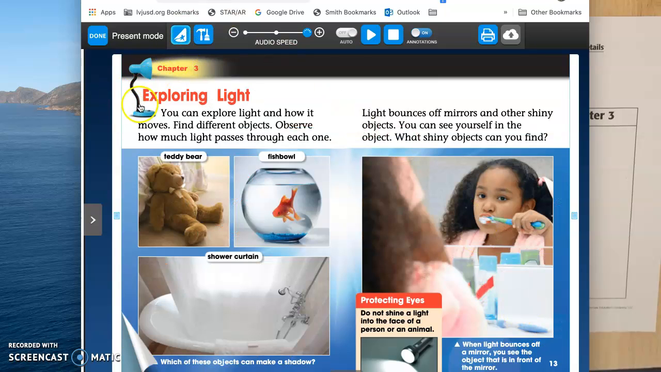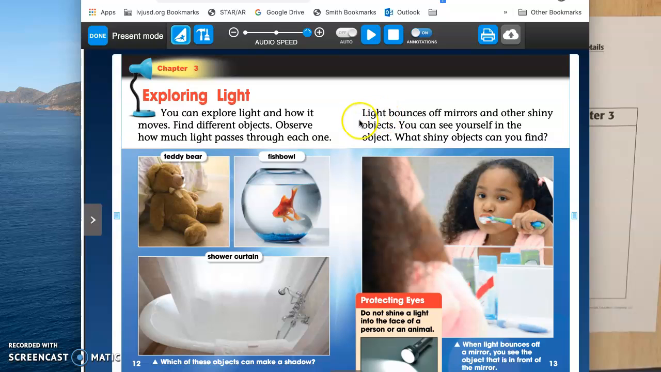Chapter 3, Exploring Light. You can explore light and how it moves. Find different objects. Observe how much light passes through each one. And here are some examples. A teddy bear, a fishbowl, and a shower curtain. Which of these objects can make a shadow? Think about what we learned on the last page. Go ahead and predict.